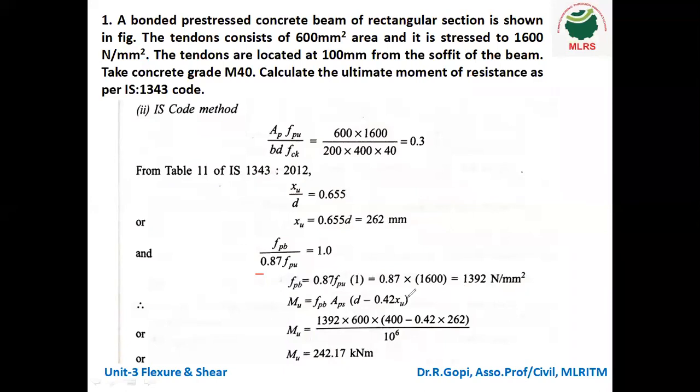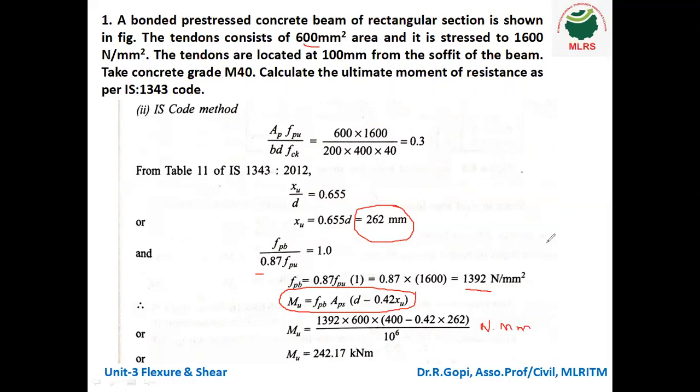So now apply the formula. Take the formula from the code book. MU is equal to FPB into APS into D minus 0.42 XU. So FPB value how much? 1392. And APS, it is given in the question, it is 600. Next, D value is 400 minus 0.42 into XU value, which is 262 mm. If you substitute all the values here, you get the moment of resistance value in terms of Newton mm.